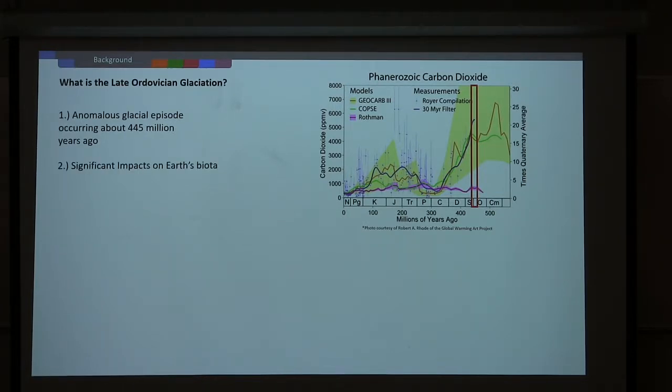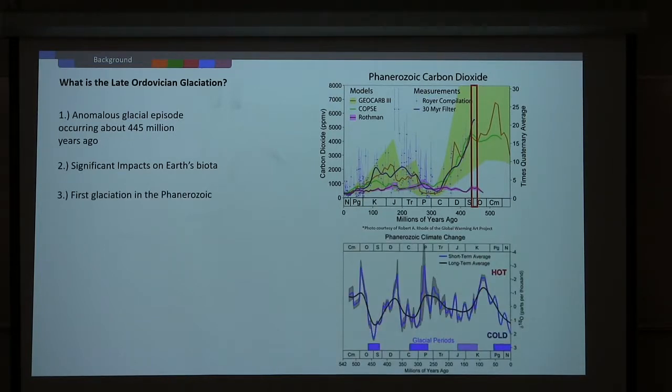It was also a glaciation that had significant impacts on Earth's biota, specifically causing the extinction of about 61% of marine genera. It was also the first glaciation of the Phanerozoic. So if we look here across our Phanerozoic timeline, moving from the Cambrian to present day, so we've flip-flopped our timeline here, and we look across the Ordovician Silurian boundary, we note this first blue rectangle, or the first glaciation of the Phanerozoic, that coincides with also elevated delta O18 values.